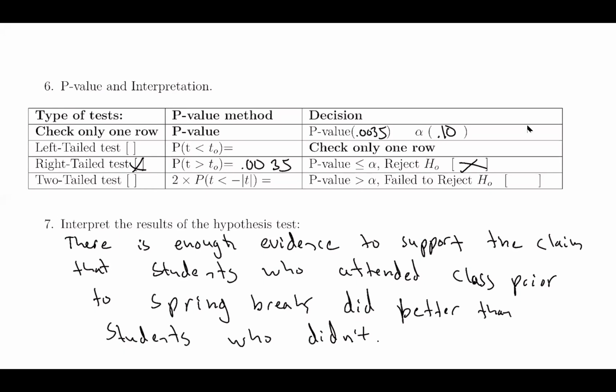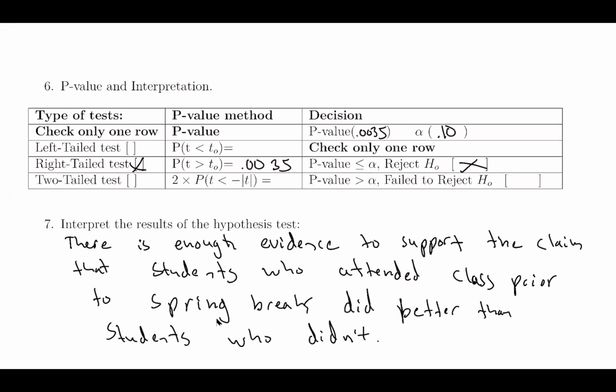All right, so if you look at my conclusion, I said there is enough evidence to support the claim that student who attended class prior to spring break did better than a student who didn't. Which makes sense because if you look at it, since you had that big gap between the mean of student who attended class and the mean of the student who didn't attend class, you can see that there's a big difference between the two of them.